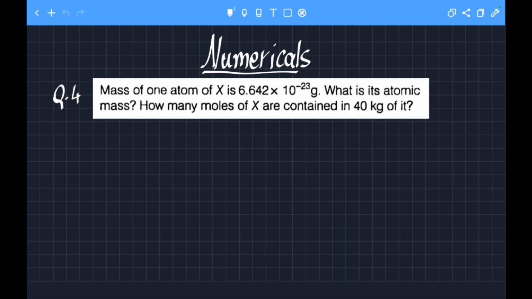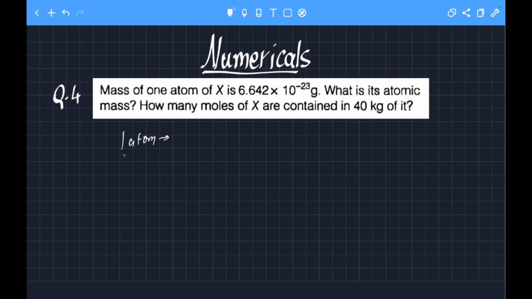So this is the correct answer. Next question, mass of one atom of X is 6.642 into 10 raised to minus 23 grams. What is its atomic mass? How many moles of X are contained in 40 kg of it? Guys, quickly solve करेंगे इसको. It's very simple. एक एटम का मास दिया है हमने को. We have to find the atomic mass.